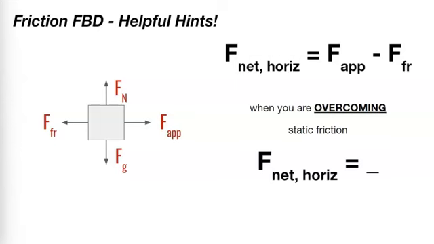So the best way to capture when you're overcoming static friction is saying that F net horizontal is equal to 0. If F net horizontal is anything greater than 0, that would mean the object is already in motion and is experiencing kinetic friction, not static friction.